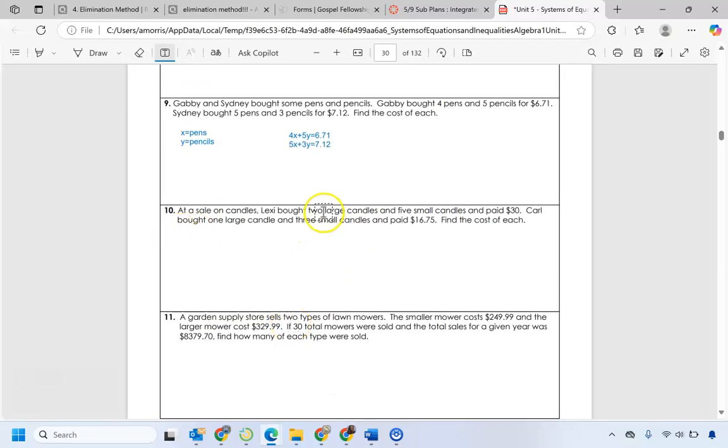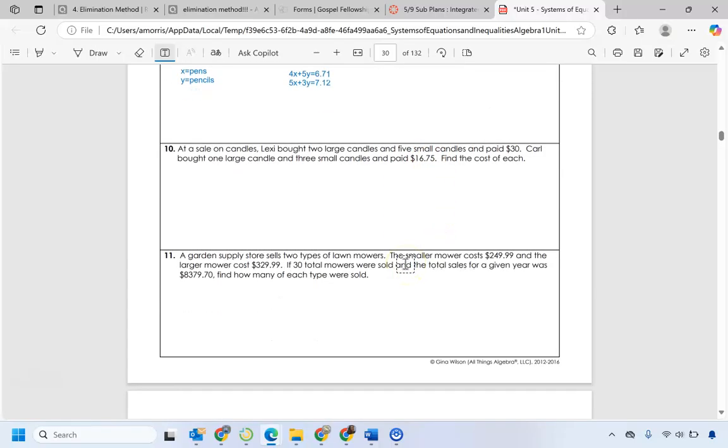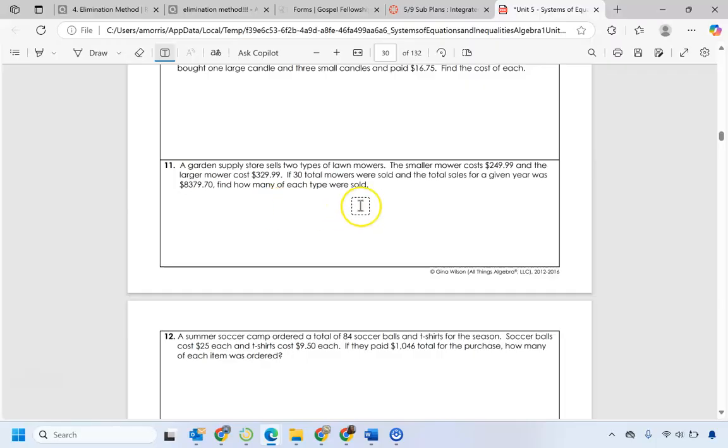2 large candles, okay, and then 5 small candles. That's going to equal 30. 1 large candle, so that's just going to be 1X or just X, right? And 3 small candles is $16.75.